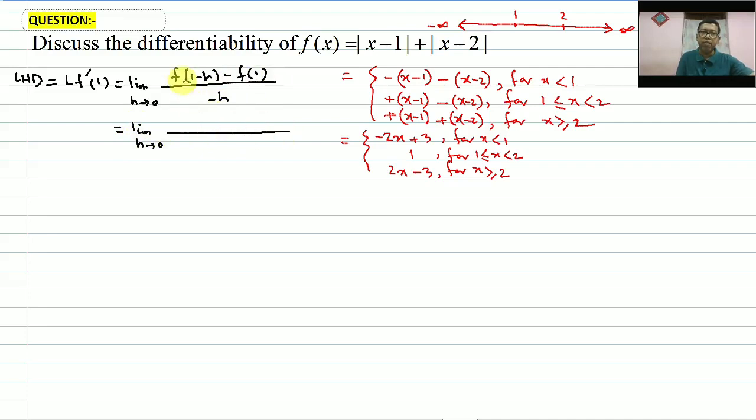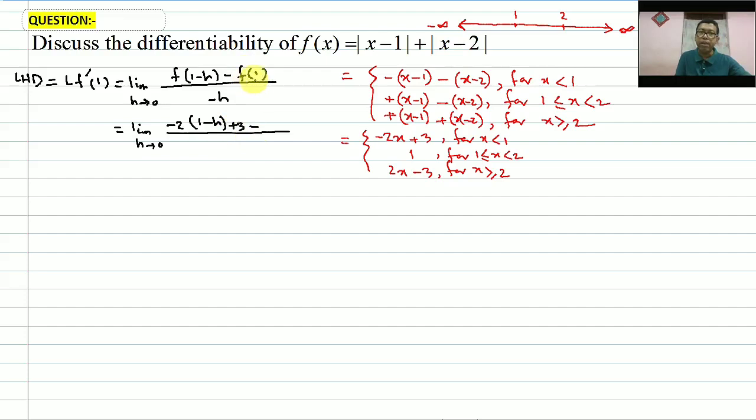Now what is the value of f of 1 minus h? You just see that 1 minus h is a negligible positive quantity less than 1, so x is less than 1. So find the domain, x is less than 1. When x is less than 1, your function is minus 2x plus 3, isn't it? Carefully watch: minus 2x plus 3, and this x will be replaced by 1 minus h. So minus 2 times 1 minus h plus 3, and minus f of 1.